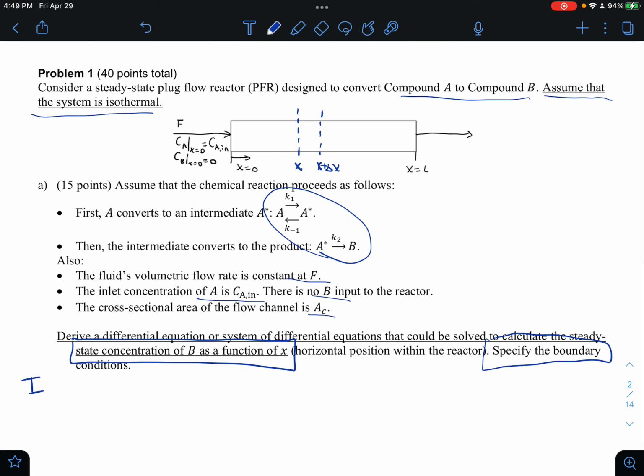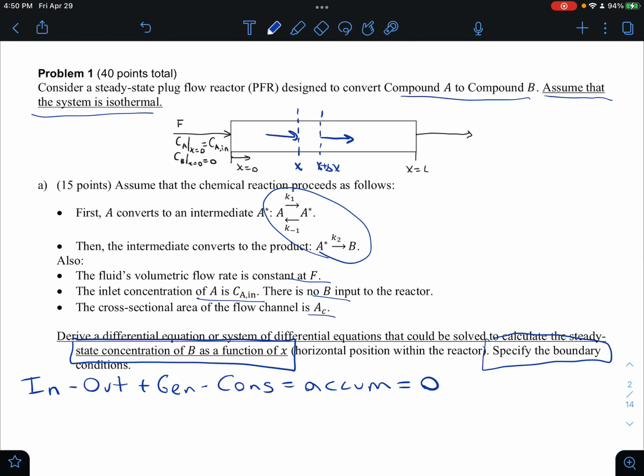So we use a balance equation: input minus output plus generation minus consumption equals accumulation. But this is a steady state balance. Let's say somewhere it says steady state. Yes, steady state is stated right here. So things do not depend on time, so let's say that accumulation is zero.